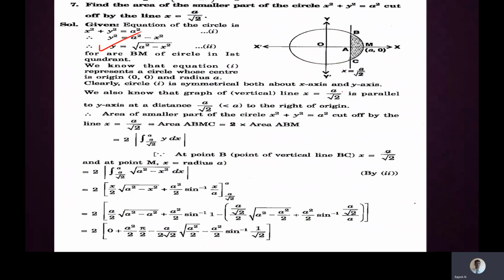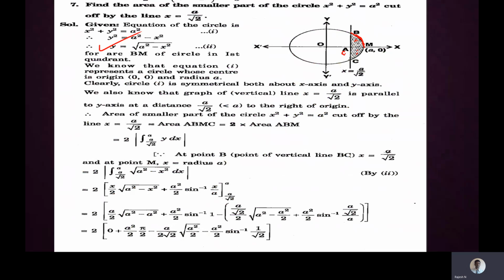So x is equal to a by root 2. So you have to find out this small area. That means the upper side and lower side, you have to find out the area. So this is the area. You have to find out this portion's area. This portion area is what?